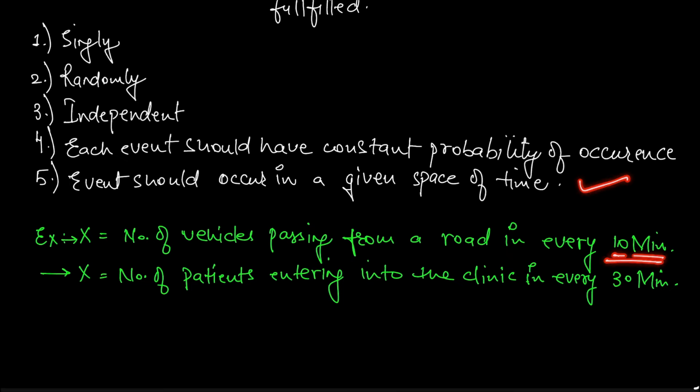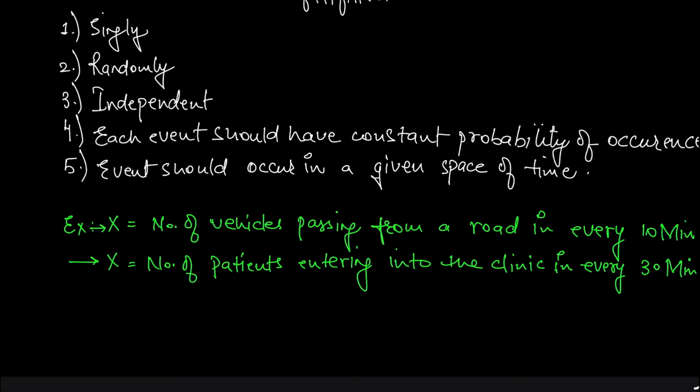As you can see, it is occurring in 10-minute and 30-minute intervals. So such types of questions are modeled with the help of Poisson distribution. So let's proceed further and see how we solve a question which is based on Poisson distribution.